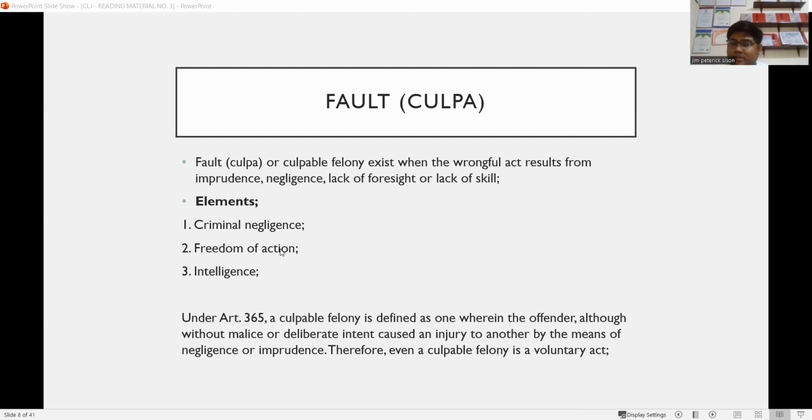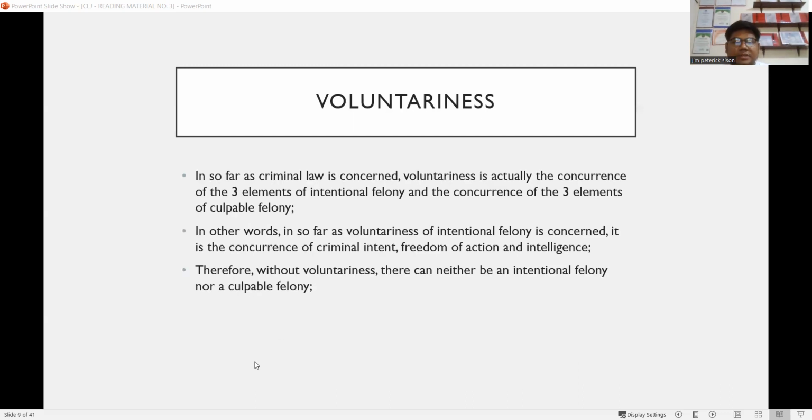Okay, so under Article 365 of the Revised Penal Code, a culpable felony is defined as one wherein the offender, although without malice or deliberate intent, causes an injury to another by means of what? Negligence or imprudence. Therefore, a culpable felony is a voluntary act because what? The accused has freedom of action and intelligence. The only problem is that negligence is involved. That's why a culpable felony is also a voluntary act. And also, it is punishable under Article 365 of the Revised Penal Code.